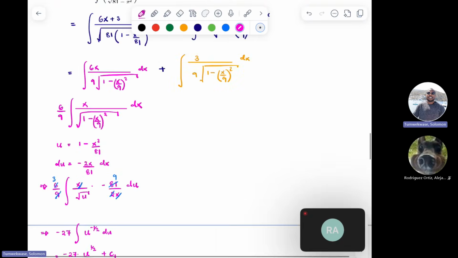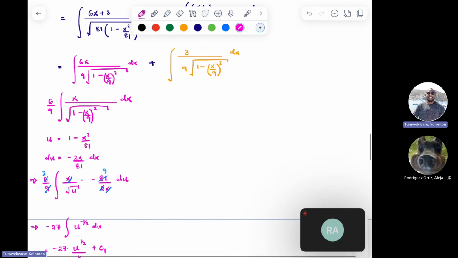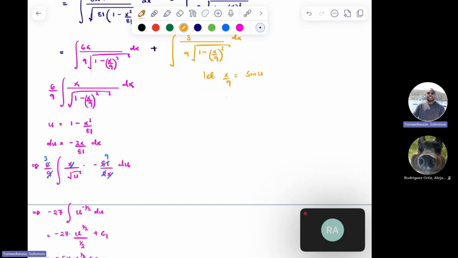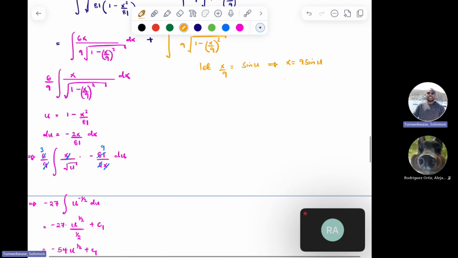Remember, that is just the integral for the part in orange. Then the part in yellow is the sine substitution, and I'm going to let x over 9 be equal to sine of u. So my dx, let me put this 9 over the other side. So x is equal to 9 sine of u. So dx is the same as 9 cosine of u du.